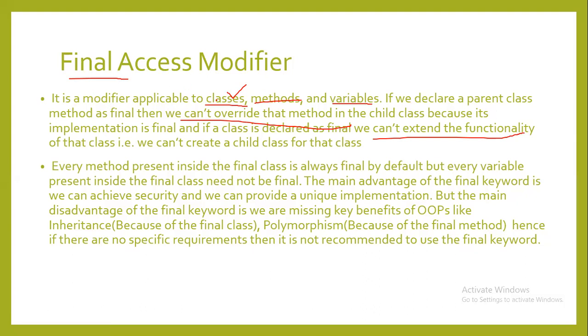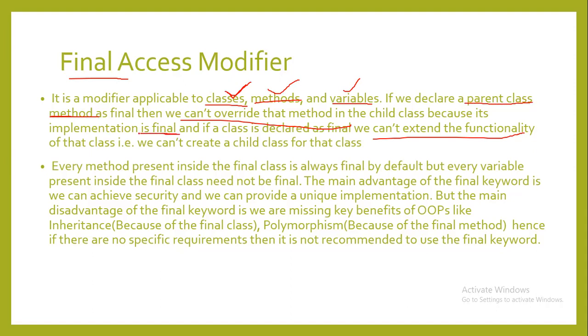Let's understand in simple terms. The final access modifier is applicable to classes, methods, and variables. So you can prefix it with class, method, and variable. Now, if we declare a parent class method as final, then we cannot override that method in the child class because its implementation is final.